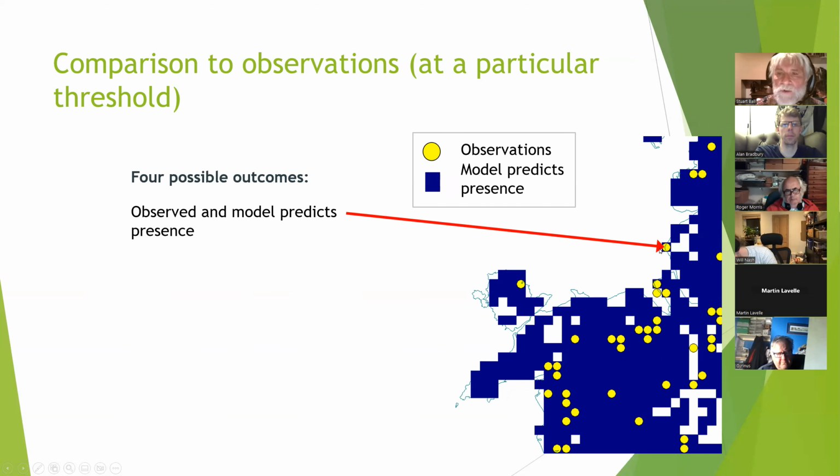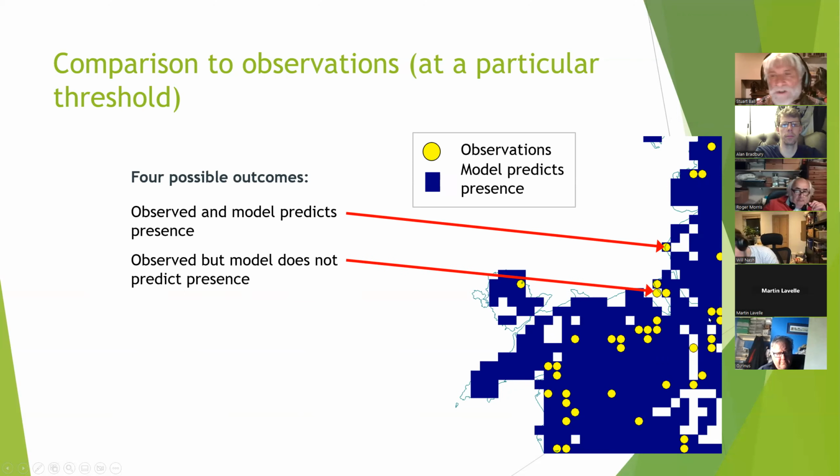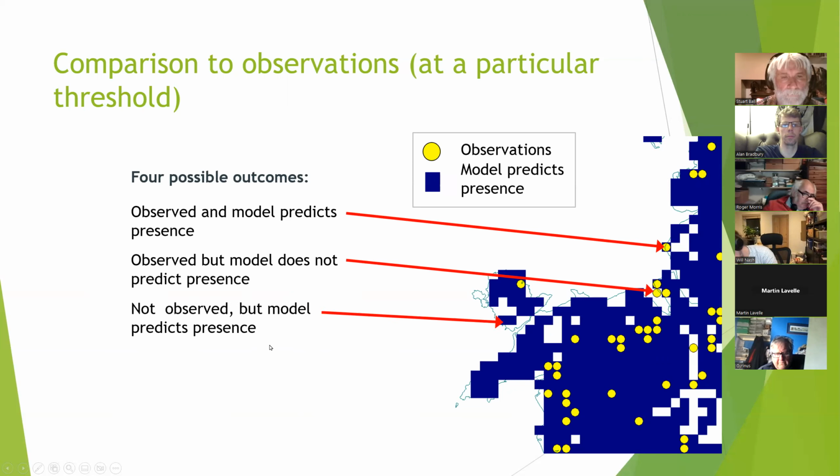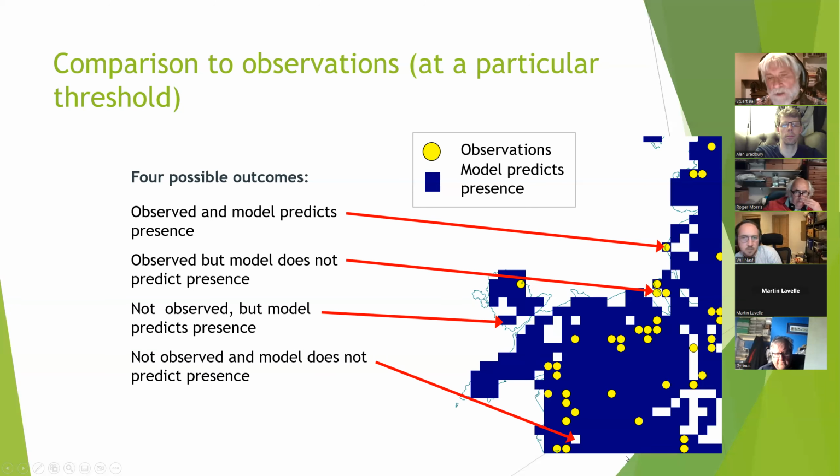It was observed and the model predicted it. It was observed, but the model didn't predict it. We've got a yellow blob here with no blue background. It was not observed, but the model predicted it should be. The result we want, really. And finally, it was not observed and the model predicts it shouldn't be there. So there are 4 possible outcomes. We can readily count those 4 possible groups of squares.